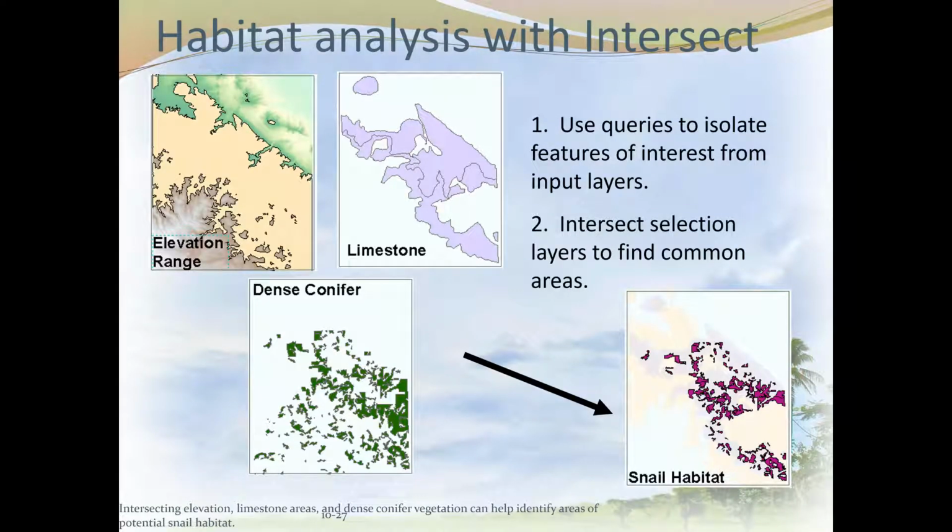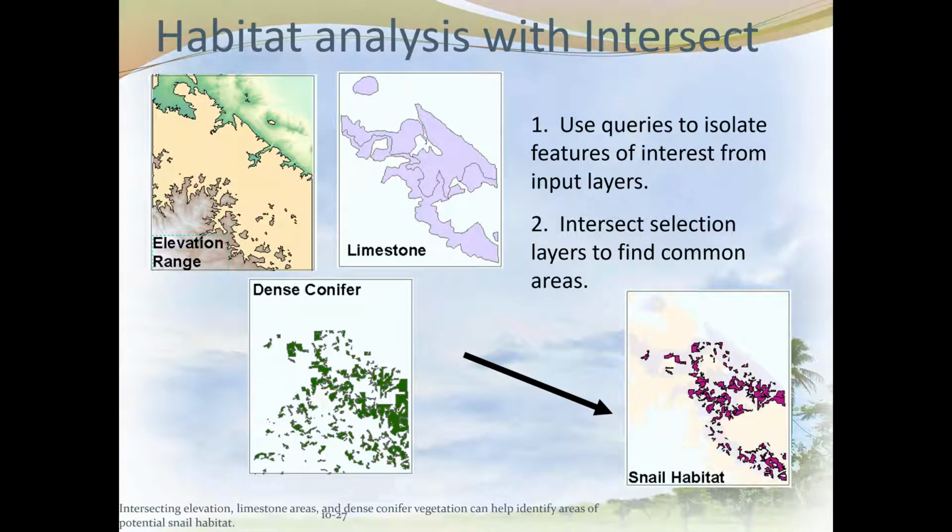So habitat analysis with intersect. So these images are of a real species of snail that inhabits the Black Hills. This snail prefers limey soils in cool and dense coniferous forest and is rarely found above an elevation of 1,600 meters or below 1,200 meters.